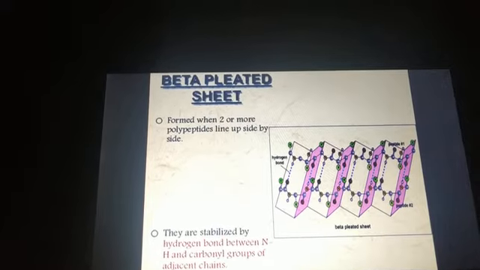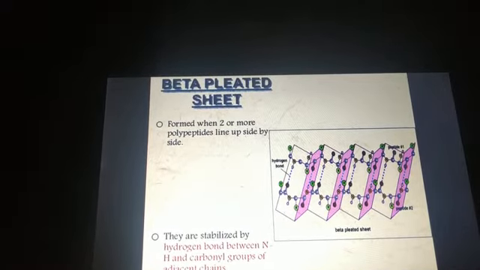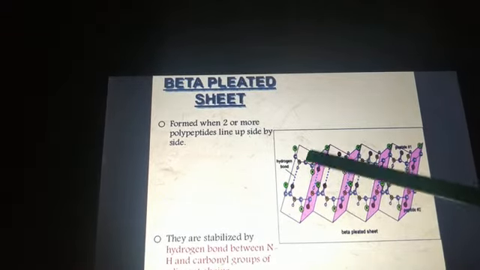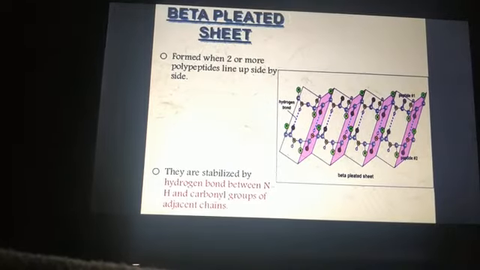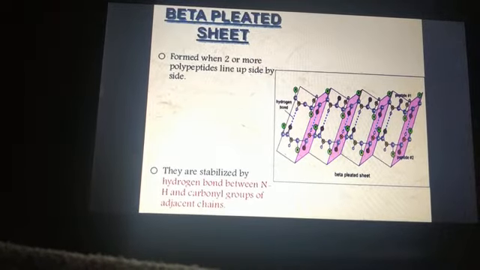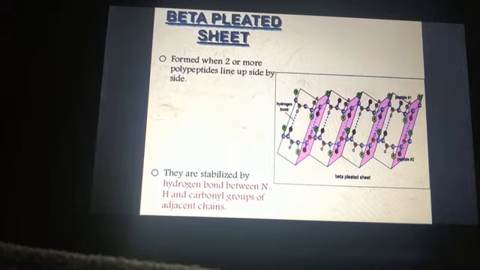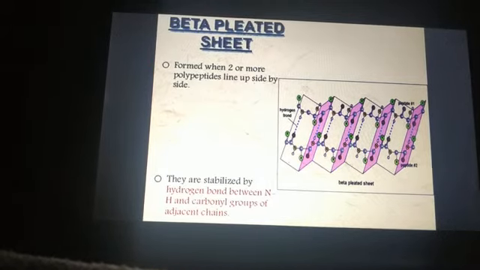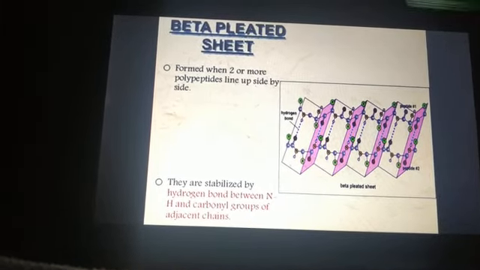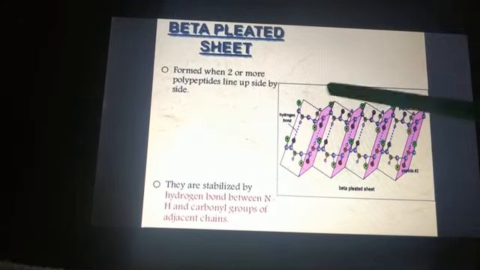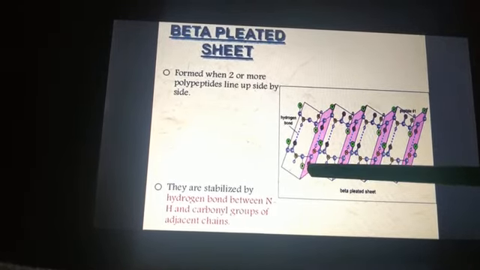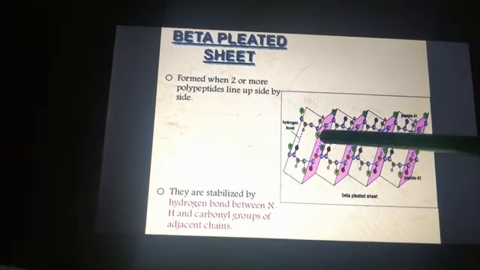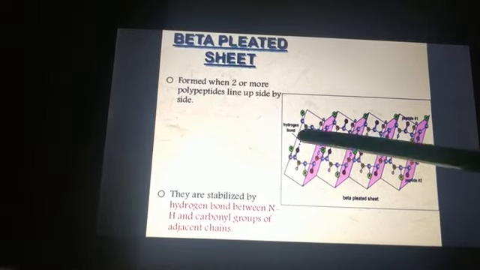The second one is the beta pleated sheet. So here the structure is similar to a sheet. The beta sheet is formed when two or more polypeptides line up side by side. So here you can see two or more polypeptides are lined up, arranged side by side. Here one polypeptide, next polypeptide here. So these are arranged in a sheet-like structure.